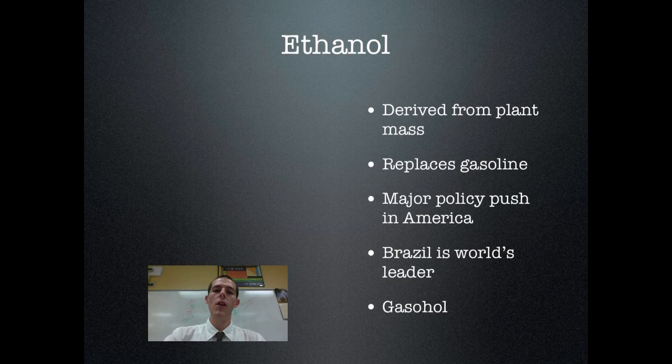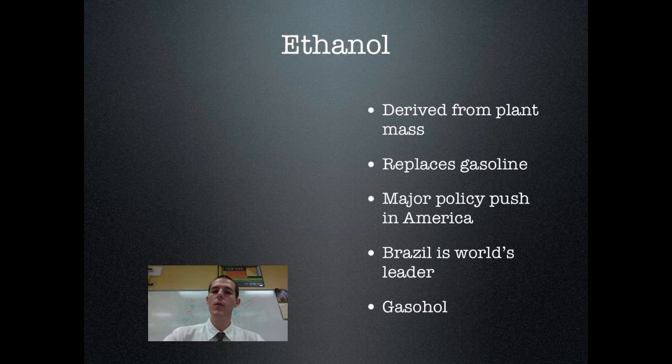Here are the major things that you need to know. Ethanol is derived from plant mass. It is an alcohol. If you take plants and ferment them, the sugars in those plants can be broken down, producing ethanol. Ethanol burns very well in an engine. It can be used to replace gasoline in part. In America, we use a fuel called gasohol, which is a mixture of traditional gasoline and ethanol, sometimes 10% ethanol, 90% gasoline, sometimes 15% ethanol, 85% gasoline.